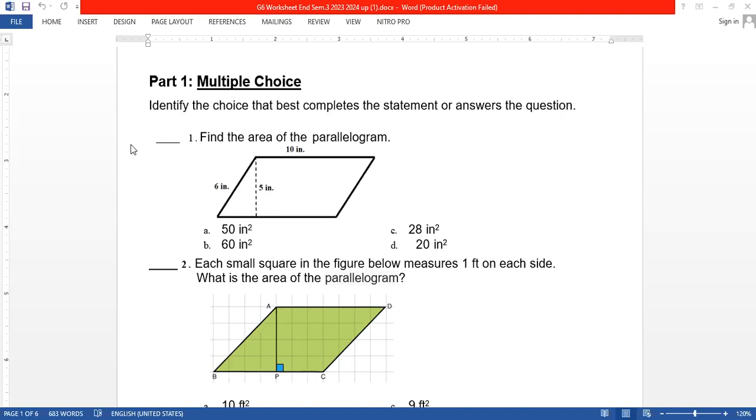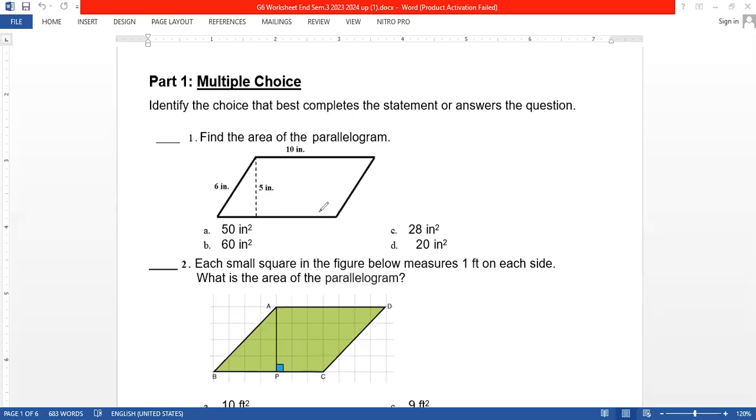Here we start. Question number one. Identify multiple choice. Identify the choice that best completes the statement or answers the question. Find the area of the parallelogram. As you know, the area of the parallelogram is base multiplied by height.